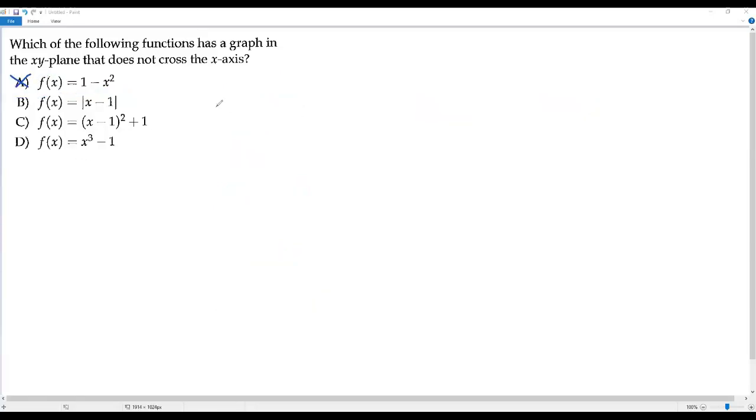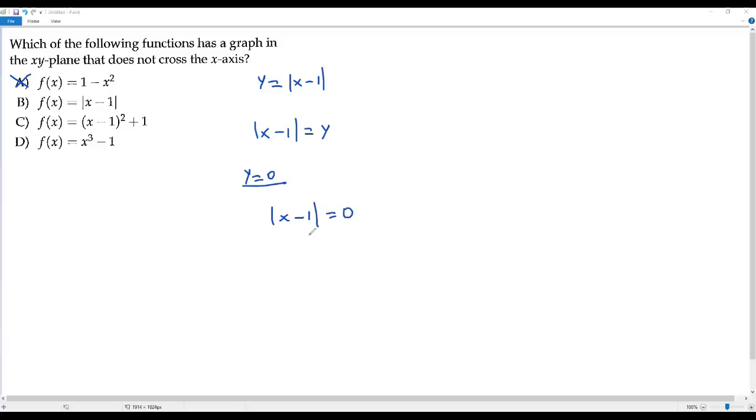Okay, now let me check the function we have in option B. Let me replace this f of x by y. Then I'm getting y equals the absolute value of x minus 1, or the same can be written as the absolute value of x minus 1 equals y. Since we have to find the point where the graph crosses the x-axis, we have to plug in y equals 0. When I do so, the absolute value of x minus 1 equals 0.